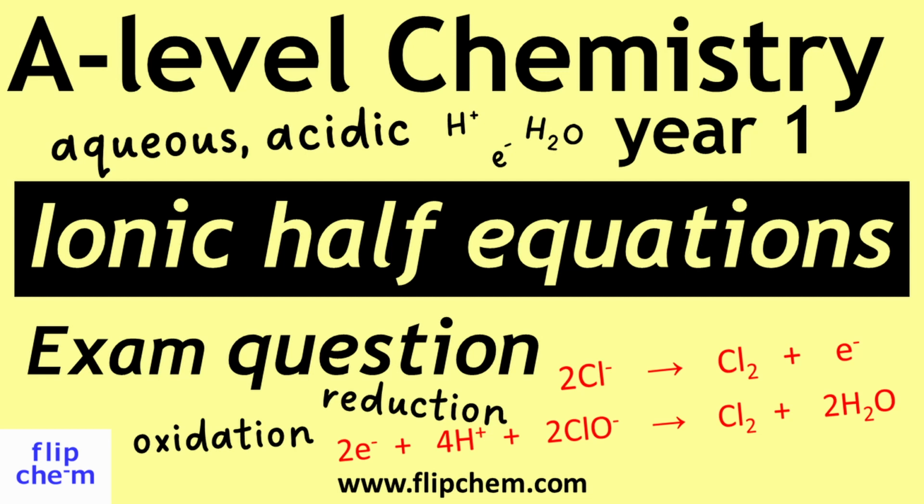Welcome everyone. In this video we'll take a look at an A-level chemistry exam question involving ionic half equations. Details are in the description. I'll explain how to work out the formulae of negative ions that have a Roman numeral in their name. I'll also show you how to construct half equations and combine these half equations to give the full ionic equation.